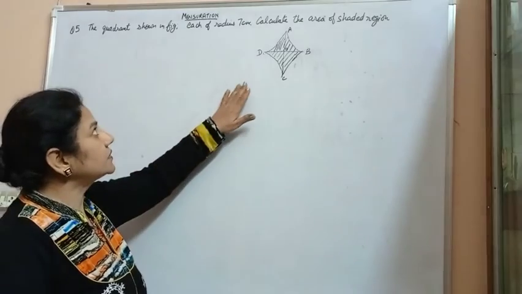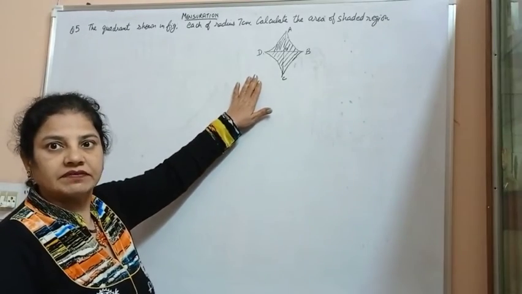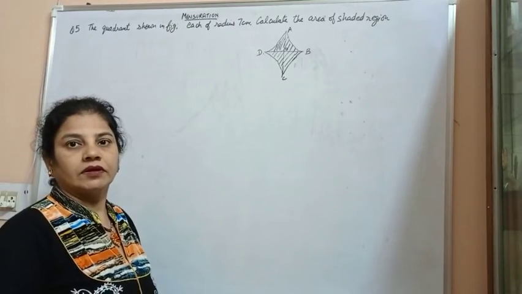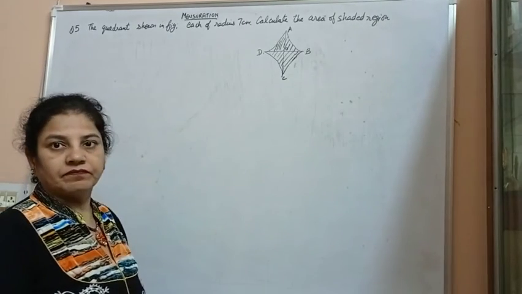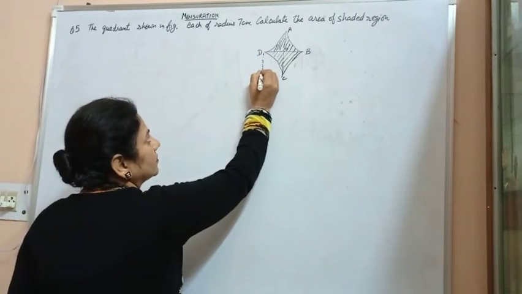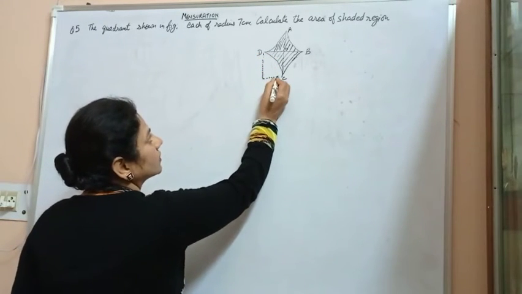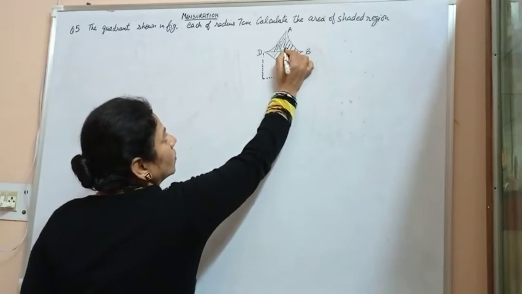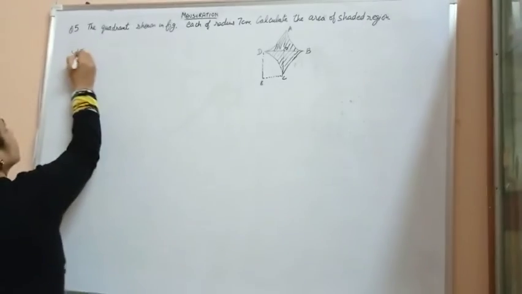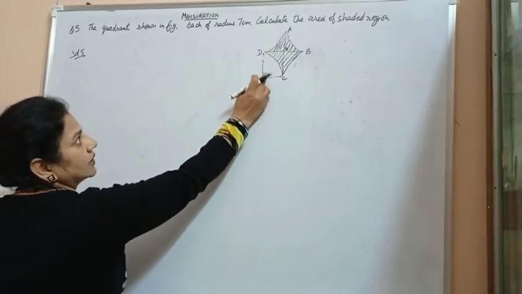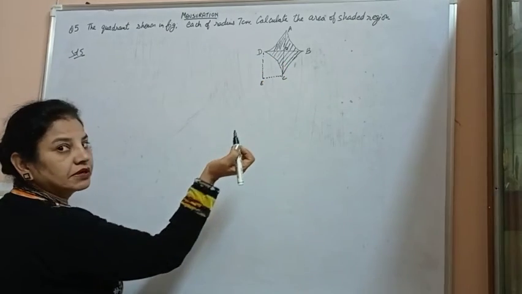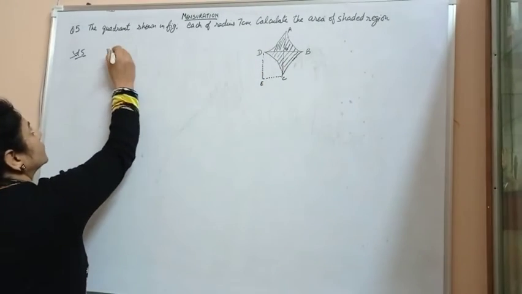The quadrants in this figure each have radius 7 centimeter. We have to find the area of the shaded region. To calculate this, first of all, we do a construction and complete a square. CODE is a square with side 7 centimeter. As it's given that the radius is 7 centimeter, this radius is the side of the square.